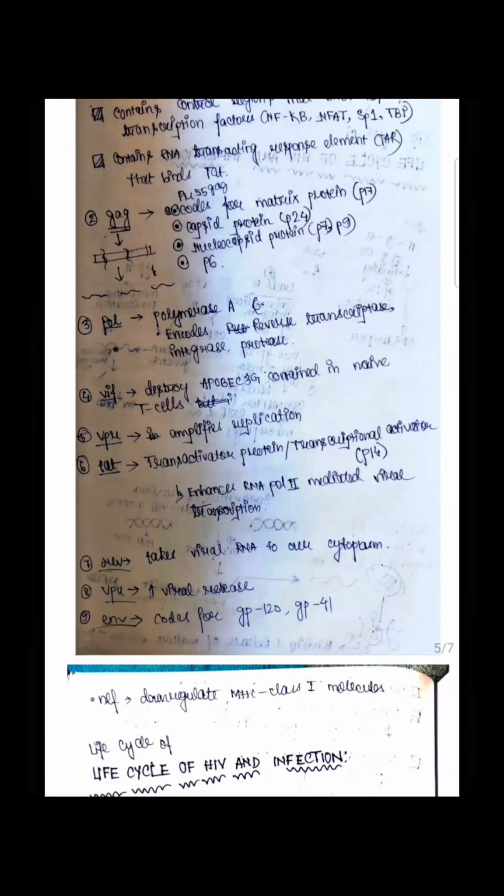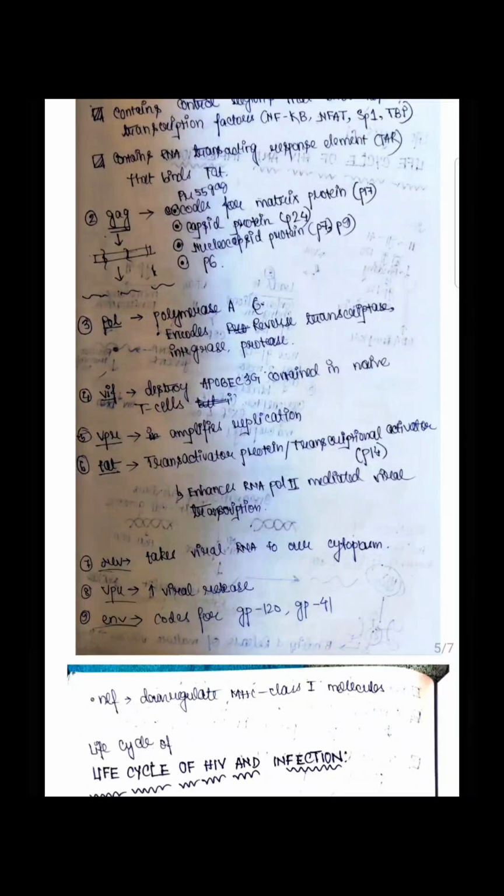We can also see here that the GAG gene codes for the matrix protein, the capsid protein, the nucleocapsid protein, and also the P6. Next, we will look at the Pol gene. The Pol gene is basically the polymerase that codes for our RIP enzymes present in the core, which stands for reverse transcriptase, integrase, and protease.